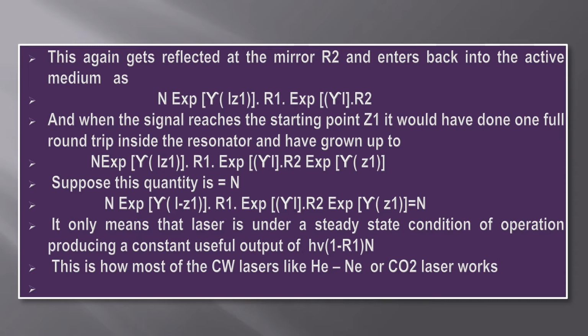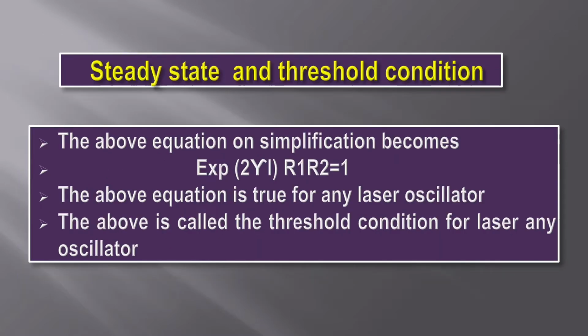Now, let us go back to the same thing. In the steady state condition, whatever I have written is a long equation. If you simplify, you get exponential 2 gamma L times R1 R2 equals 1. This simple, crisp equation represents the threshold condition and the steady state condition for most CW lasers. I say most because there are certain design modifications you can always play around with, but most marketed lasers obey this specific condition.